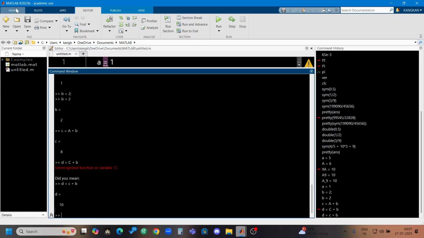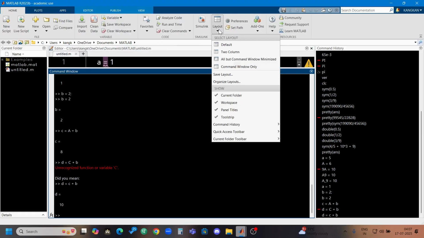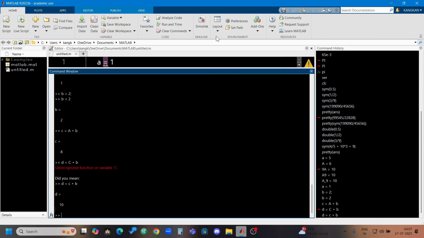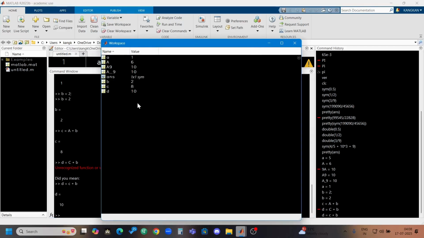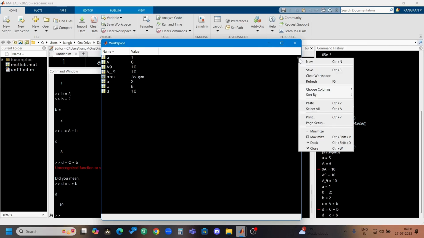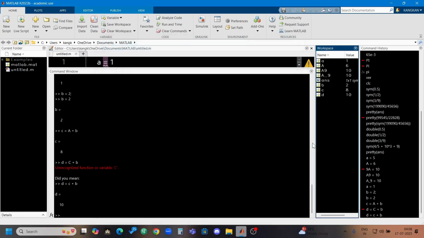go into Home Editor. There is Layout. Clicking on it, then untick and tick back to get the workspace again. But still, if we want to dock the workspace back to its original location, then there is a way. Don't have to look for Home Editor again. There's a close icon in the workspace. Below that icon, there is another icon. Click on it, and then clicking on dock will get the workspace to its original location.